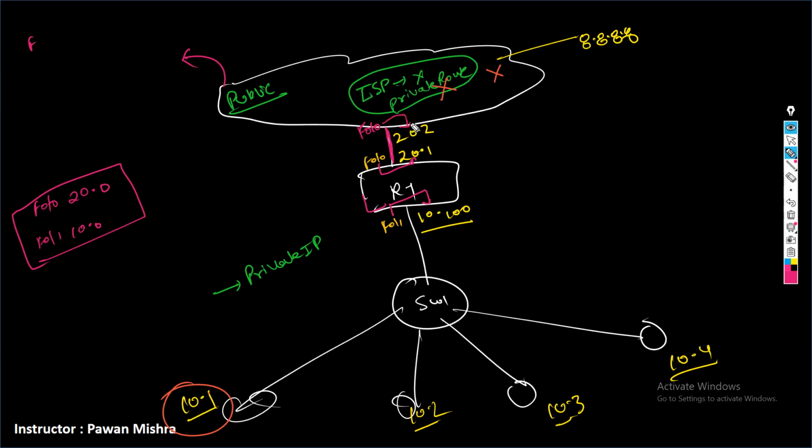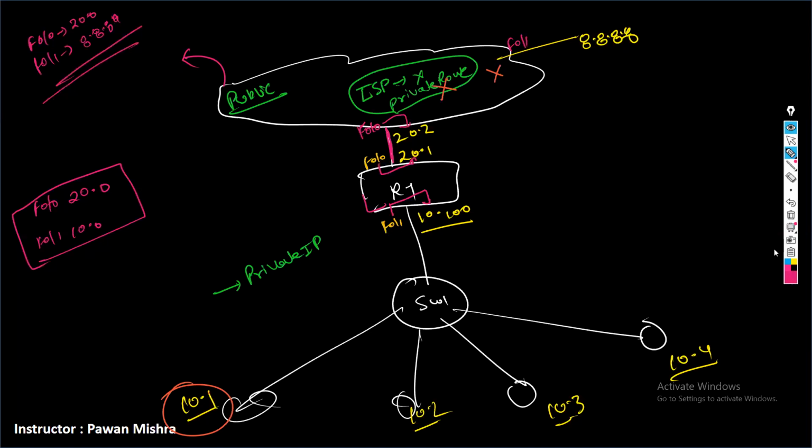And the IP address is what? 20.2. It means the network address of F0/0 is 20.0. And the ISP is also connected with 8.8.8.8, which means google.com. Let's say this interface is, just as an example, F0/1, and here we have 8.8.8.8, right? So this is the topology.